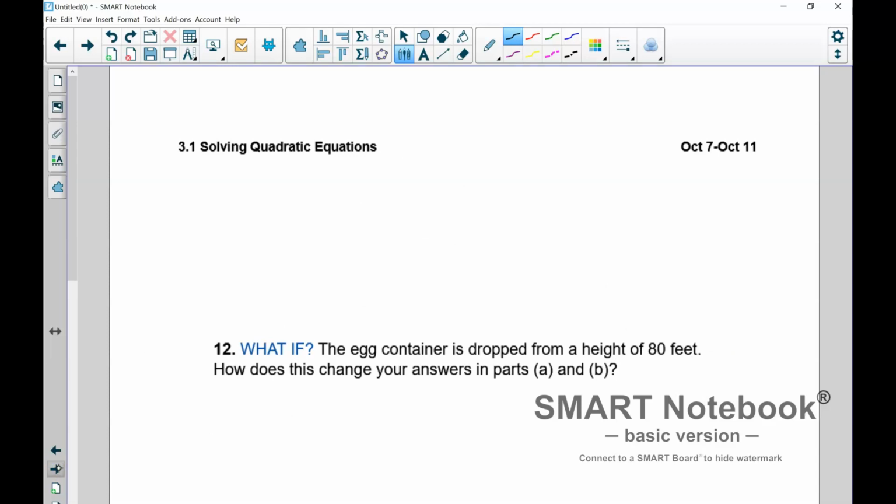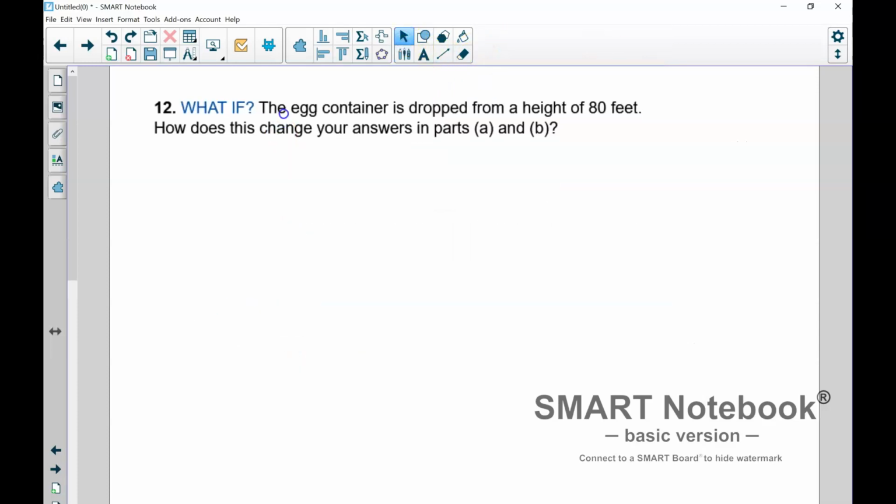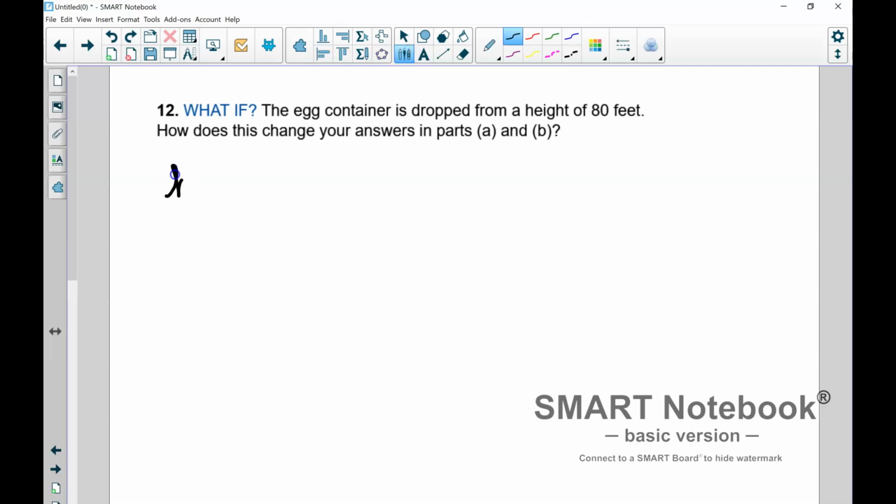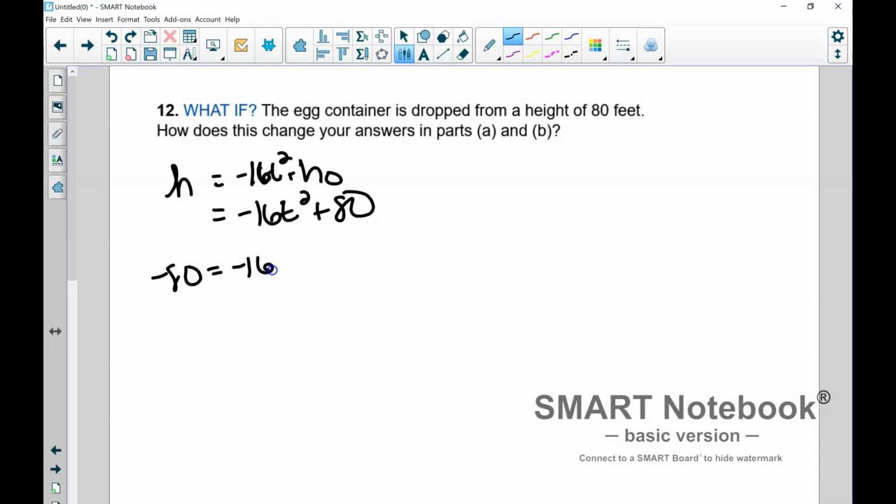All right. So what if the container dropped from a height of 80 feet? Now this is what I was telling you a second ago. I said we're going to use the standard form, which is negative 16t squared plus whatever your original height is. So how would that change my problem? Well, now instead of being 50, it would be 80. So there it is for 80 feet. So how long did it take to hit the ground after 80 feet? Well, solve for 0.